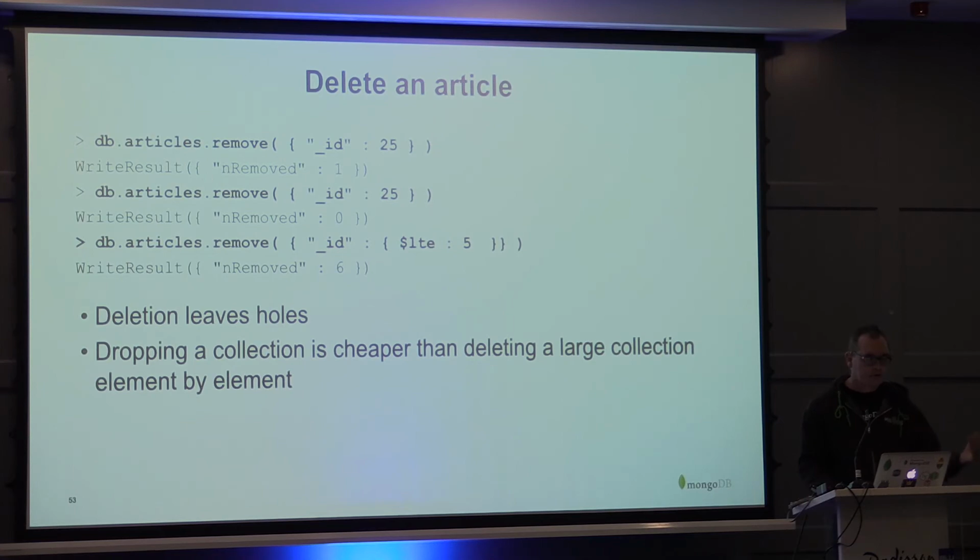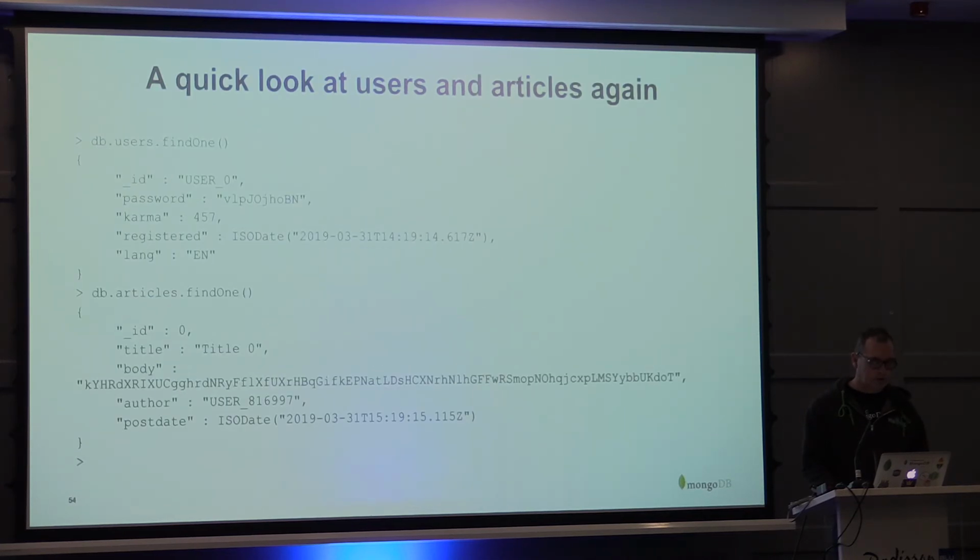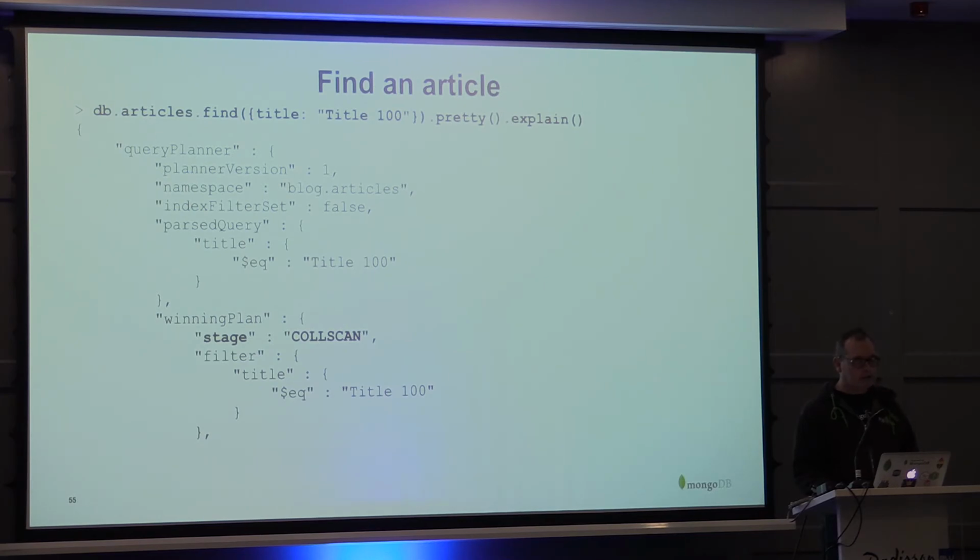And then delete, again, just articles.remove, and you give it an ID or some selector string, and it will remove them. You can delete many articles, or you can delete a single article. So let's have a quick look at users again. We do find one, we're going to get that user back, but if we ask it to explain, right, so find it and explain, we're going to notice something.